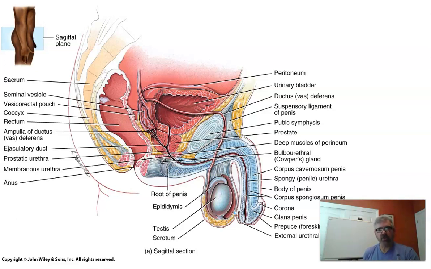If you want to specialize in the female reproductive system and treat diseases and disorders, that would be gynecology. For male reproductive, it would be urology, which is the same as in the urinary system. So a urologist treats both male and female urinary system disorders as well as male reproductive system disorders. So let's start specifically on the male reproductive system.